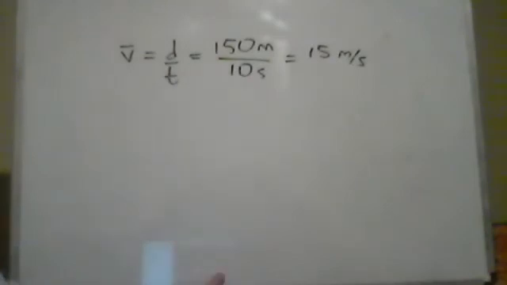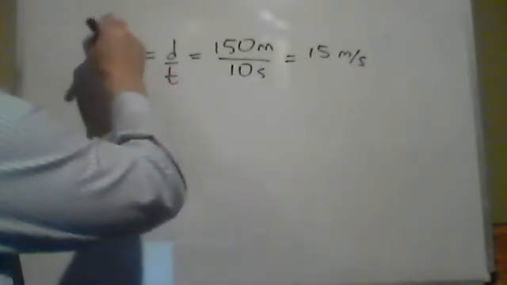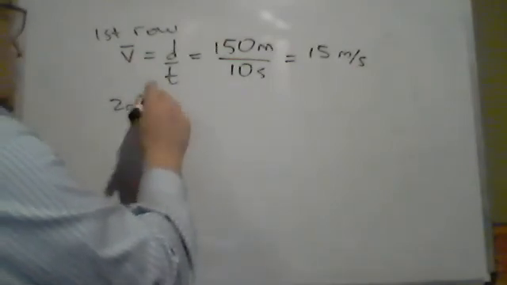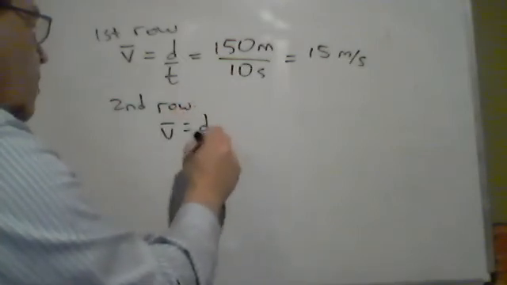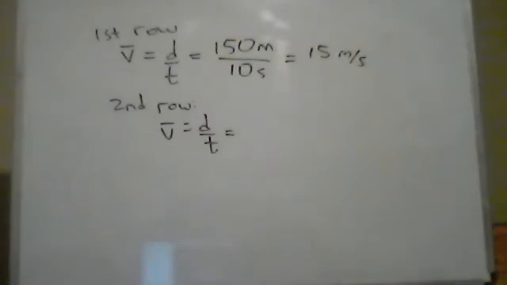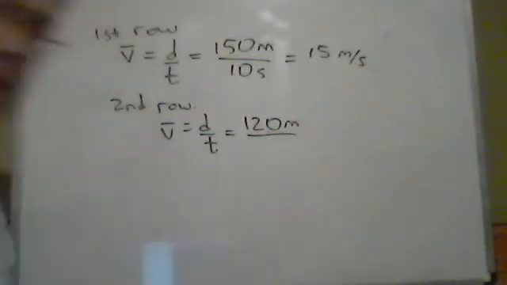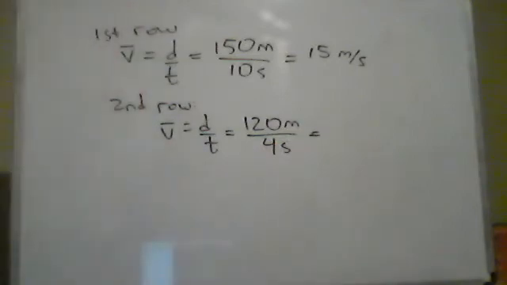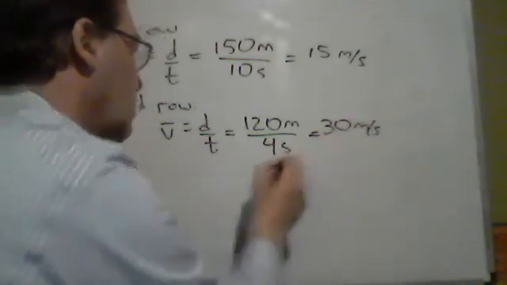The second row, I'll do one more for you, and then I'll let you do the rest. Second row of that same table on the bottom of page 2 of the lab. Again, V bar is D over T. What's my distance traveled now? 120 meters divided by 4 seconds. So you do that, you get 30 meters per second. So on and so forth.